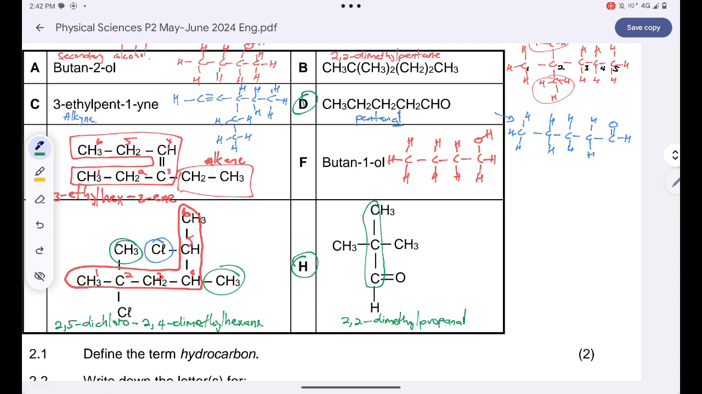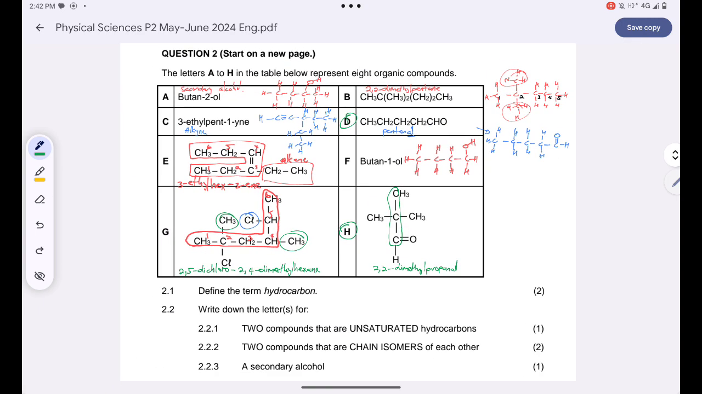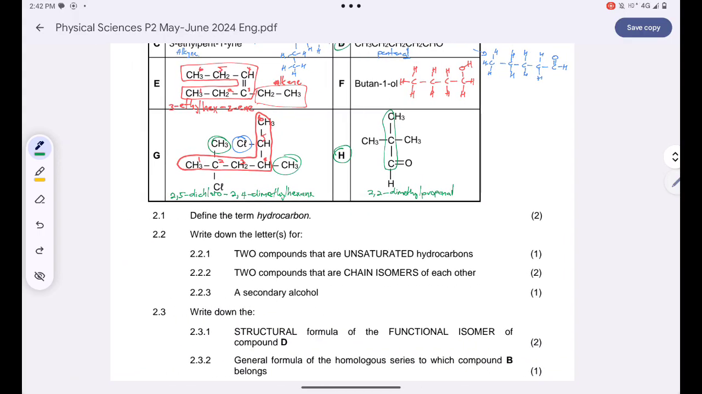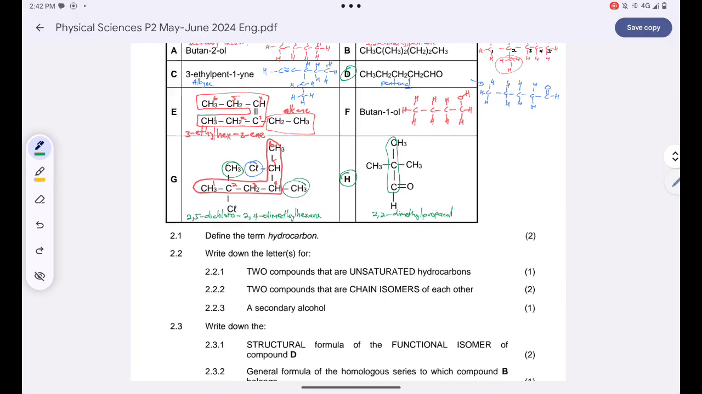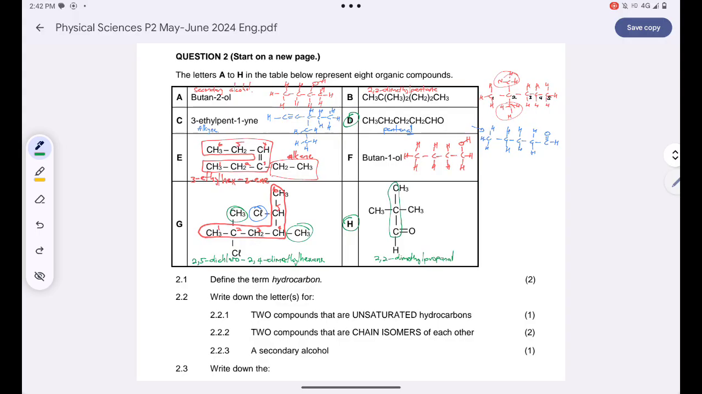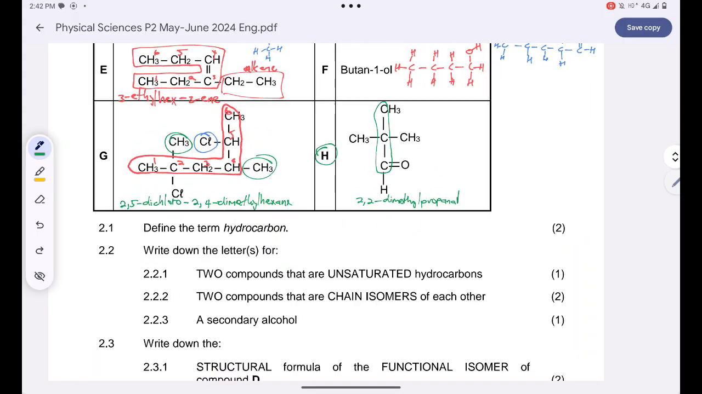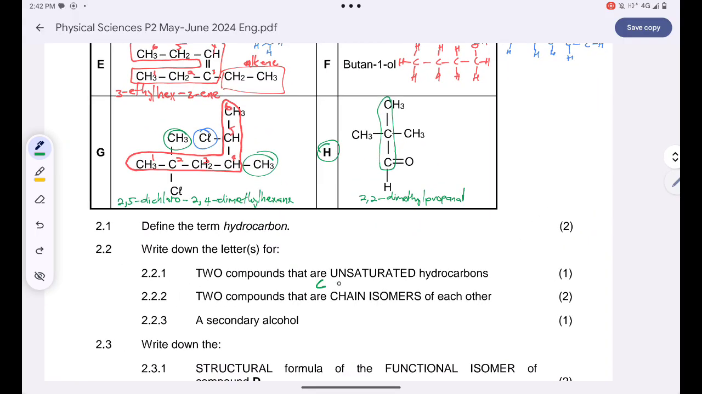Now let's answer the questions, guys. Okay, they want us to define the term hydrocarbon. A hydrocarbon, guys, is just an organic compound that only consists of hydrogen and carbon atoms. Okay, and then now they want us to write down the letters for 2 compounds that are unsaturated hydrocarbons. The unsaturated hydrocarbons we have are only alkenes and alkynes. So compound C is an alkyne, compound E is an alkene. So C and E are the correct answers.